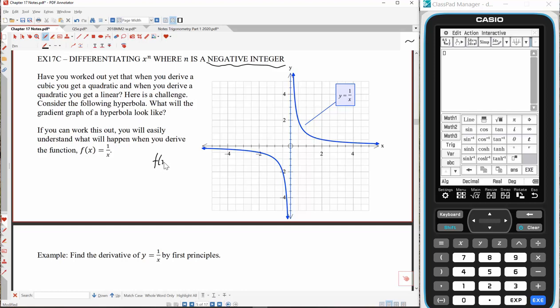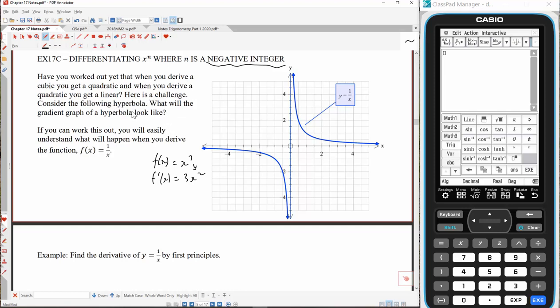For instance, if you've got f of x equals x cubed, f dash x will equal 3x squared by rule. So because the highest power will get reduced by 1, from a cubic we get a quadratic function. From a quadratic we'd get a linear function. From a linear function we get a constant function. Okay, so here's a challenge.